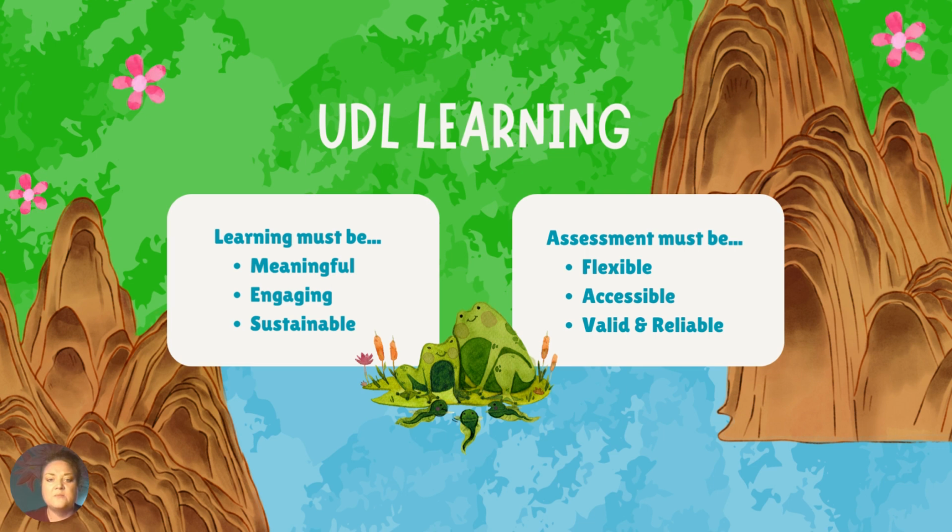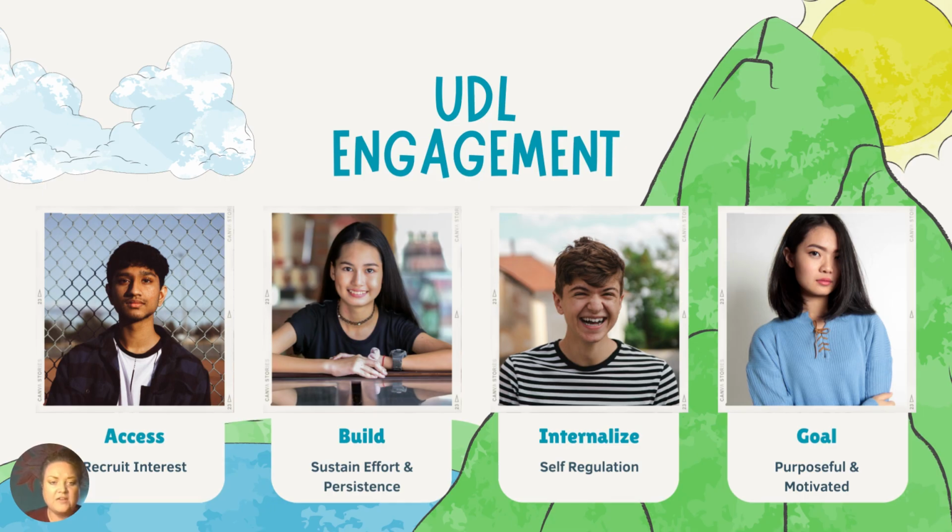And then the assessments themselves must be flexible, accessible, reliable, and valid. And all of those I feel like are really strong words to use when we're doing assessments. UDL engagement, I like how CAST has really broken all of these down. And when we look at empowering our students, we look at the access, building, internalizing, and the goal setting. And so when we're talking about access, we want to recruit interest. When we build, we want to sustain effort and persistence. And once again, we see that sustainability piece. We want to internalize. That's where we teach our students how to do self-regulation. And then the goal needs to be purposeful and motivated.